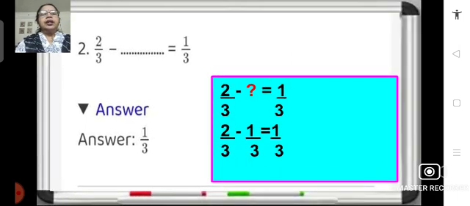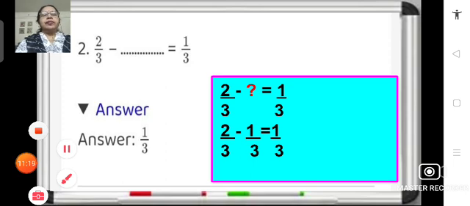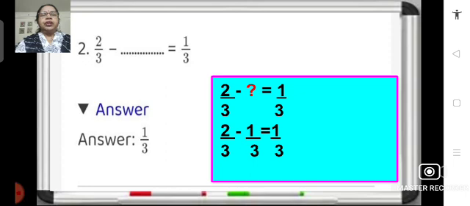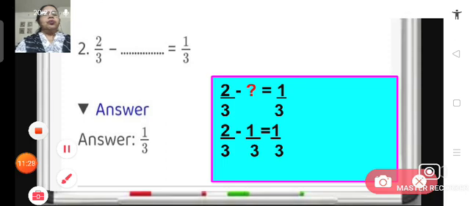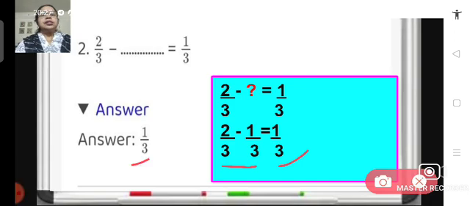2 upon 3 minus dash is equal to 1 upon 3. Okay. So, what is to be subtracted from 2 upon 3 to get 1 upon 3? So, in this case what we do? We subtract 1 upon 3 from 2 upon 3. And what do we get? We get 1 upon 3. So, the answer is 1 upon 3.